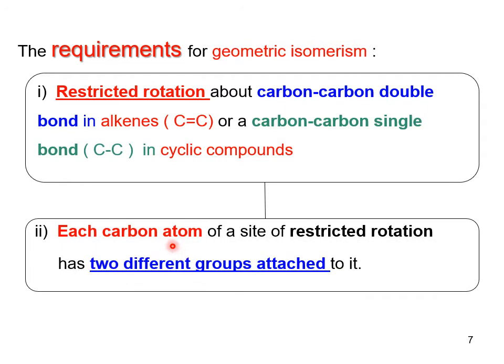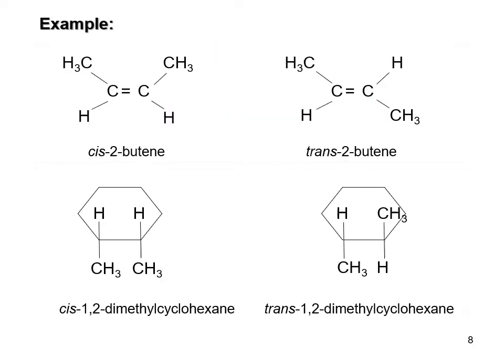The second requirement is that each carbon atom of the restricted rotation has two different groups attached to it. Meaning that the cyclic compound or carbon-carbon double bond compound must be attached with two different atoms or two different groups. So you must fulfill these two requirements, then only can it be considered a geometrical isomer. Let's look at the example.